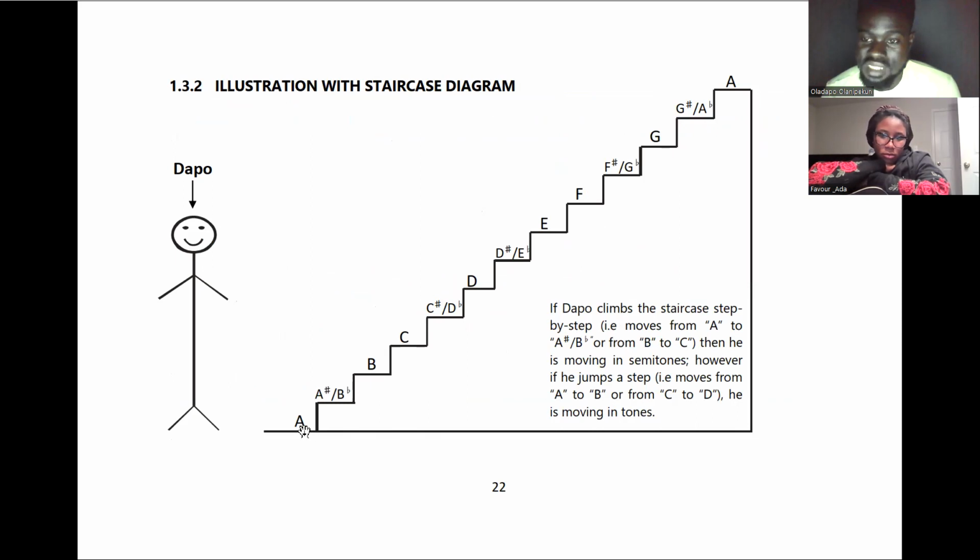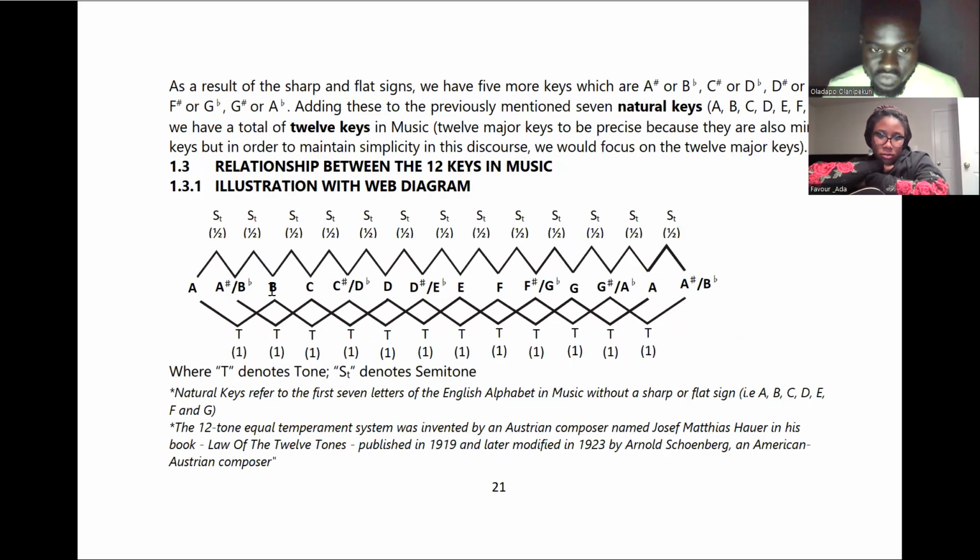So it just paints the same idea from before, right? So look at the side note down here. If Dapo climbs the staircase step by step, if I move from A to A sharp, then from A sharp to B, then from B to C, I'm moving in semitones. However, if I jump at least one step, for instance from A all the way to B, and from B all the way to C sharp, from A to B, we have tones. But remember, only B to C, we move in semitones.